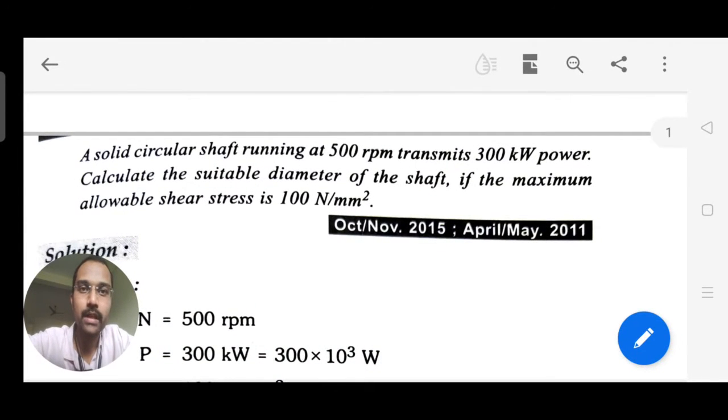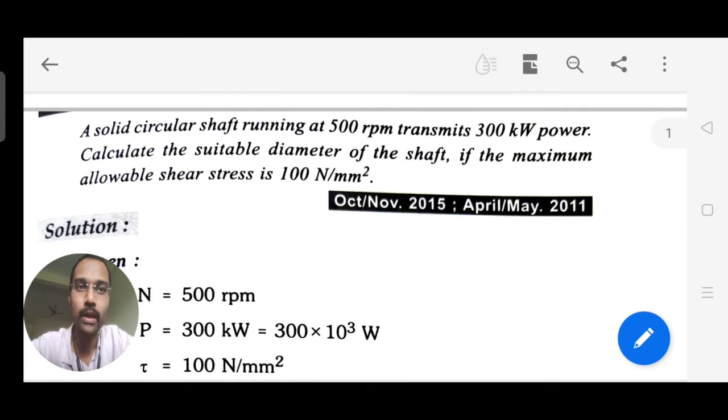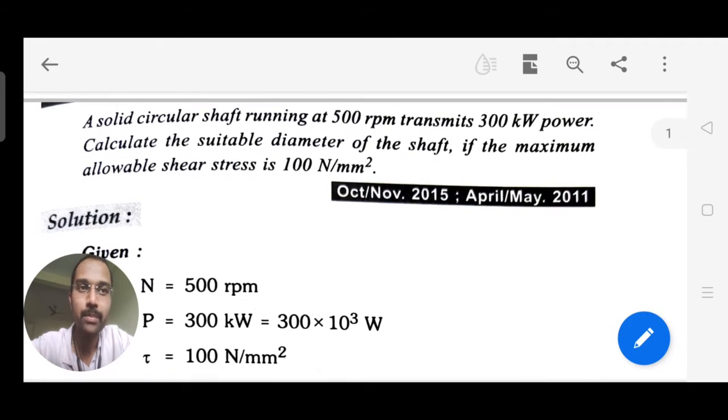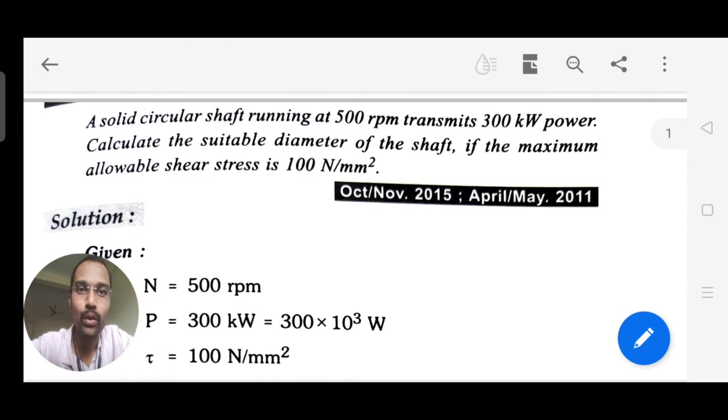The problem is: a solid circular shaft running at 500 rpm. Two kinds of shafts we have generally seen, based on how they look: one is solid and the other is hollow. Considering this first case, a solid circular shaft rotating at 500 rpm is transmitting a power of 300 kilowatts. And it asks to calculate the suitable diameter of the shaft if the maximum allowable shear stress is 100 Newton per mm square.